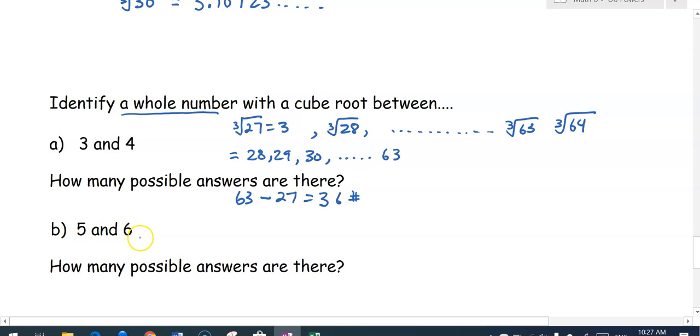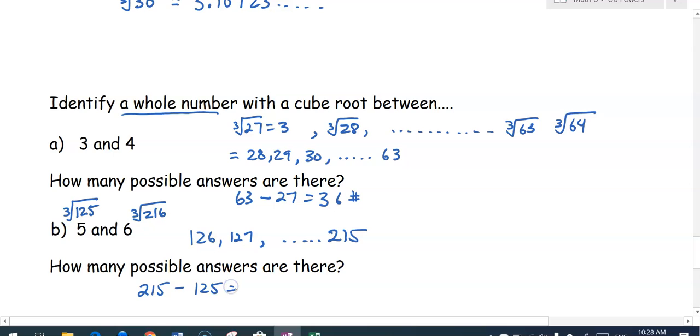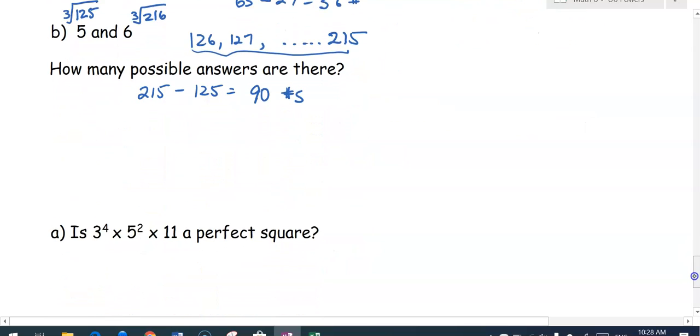If I wanted to know between 5 and 6, well, I know 5 cubed is 125, and 6 cubed is 216. So the possible numbers could have been 126, 127, all the way to 215. How many numbers are there? Well, 215, subtract your first 125 numbers. So 215 subtract 125 is 90. There are 90 possible different numbers you could have chosen that all fall between 125 and 216. All right, last couple questions.